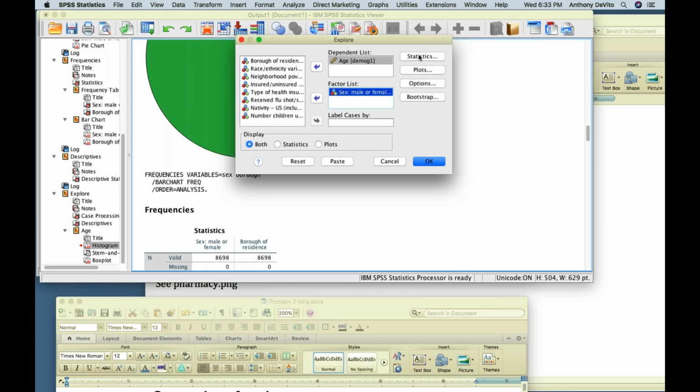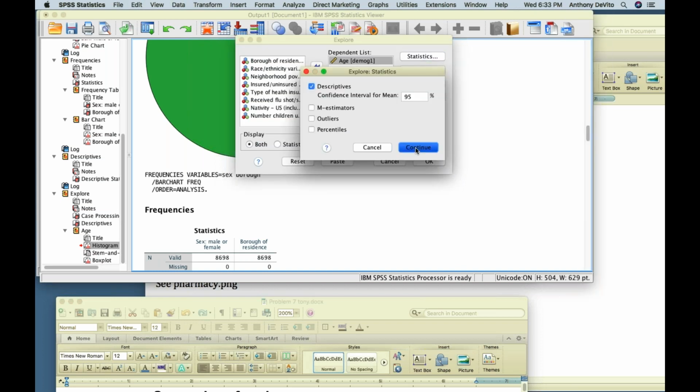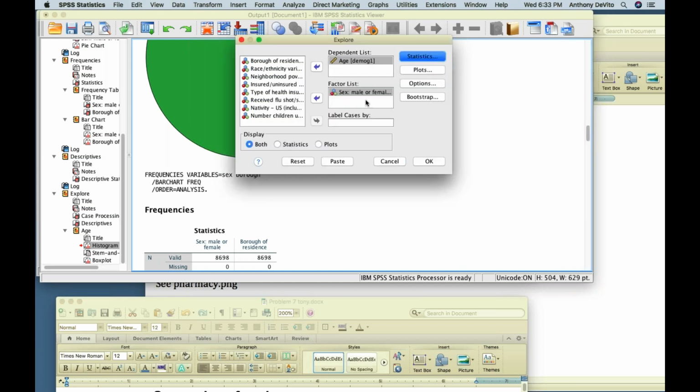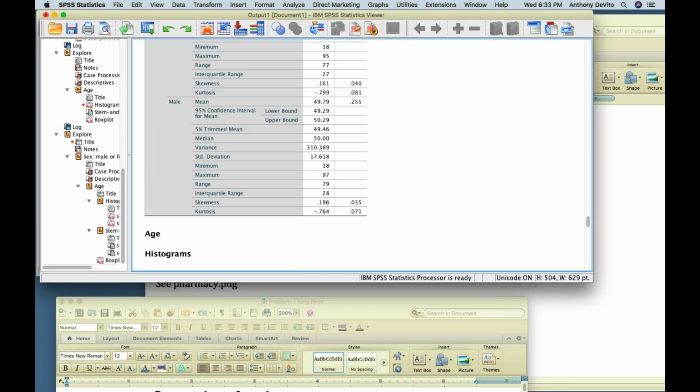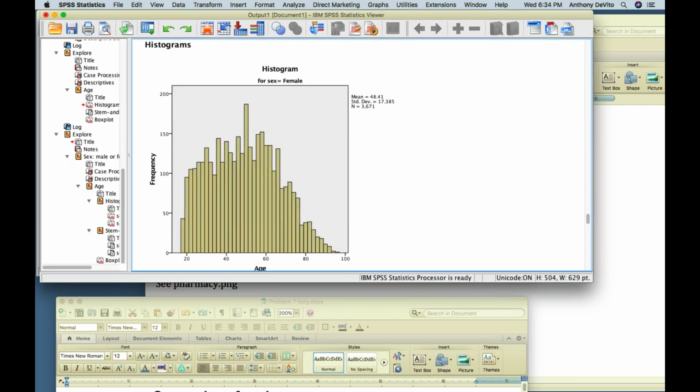I haven't changed anything here at all. The statistics are set up the same way. The plots are set up the same way. All I did was move sex or gender into the factor list. I'm going to click OK and let's see what happens. Okay, let's see what we get here.